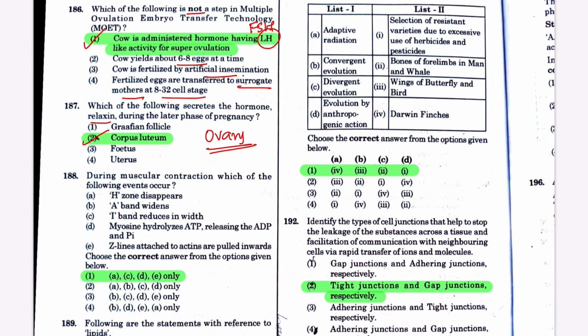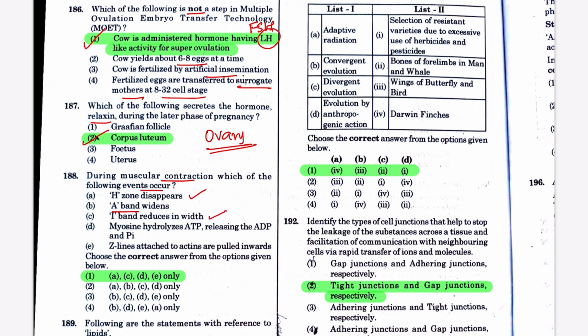Okay, 188. During muscle contraction, which of the following events will occur? Always remember, whenever muscle contracts, the A band will remain the same. The width or length of the A band will never change. A band remains the same. Whereas the H zone will disappear. This is right. I band will reduce in width, right?